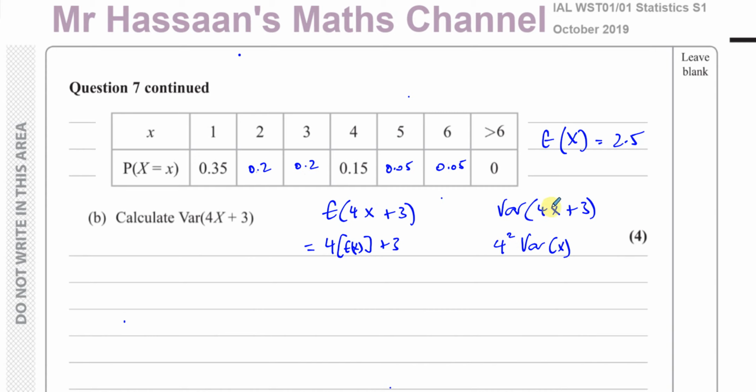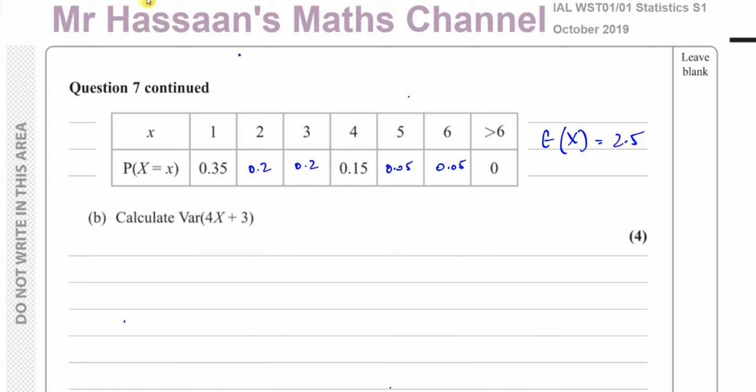The variance is basically the square of the standard deviation. That's why you have to square this number 4. So whatever number is here, you square it and multiply it by the variance of x. Anything that's added to it, you don't add it. But for the expected value, you would take 4, multiply it by the expected value of x, and add 3, and that will give you that. So here we're not concerned about the expected value, we're concerned about the variance. So we can say that is the variance of 4x plus 3.